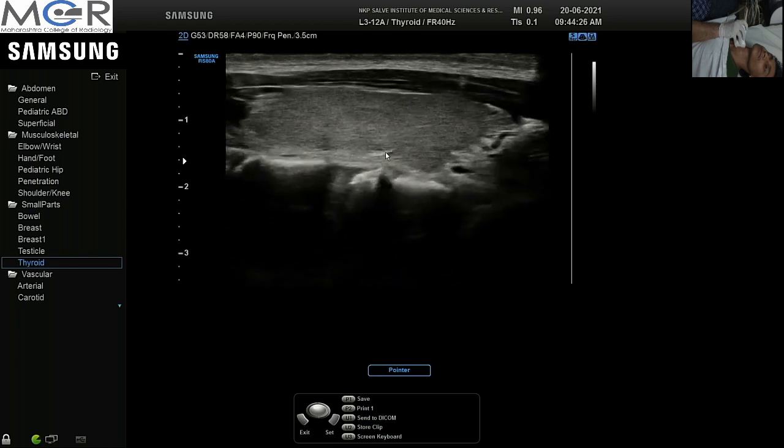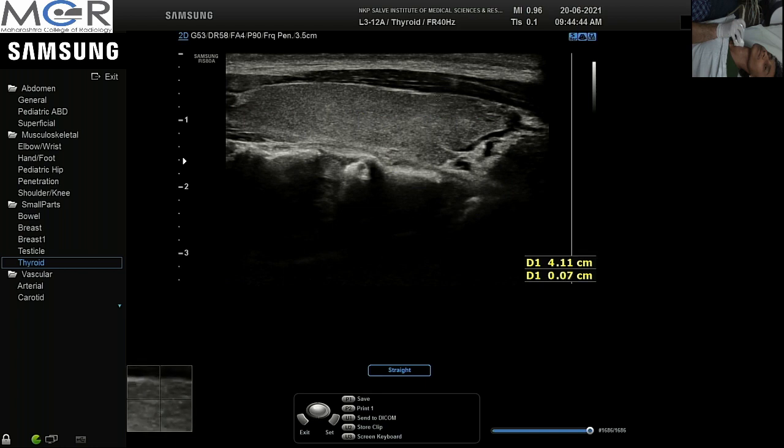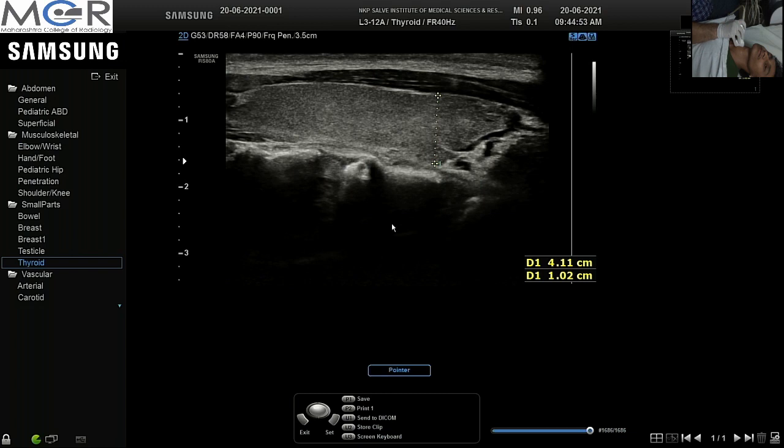The measurements in the longitudinal plane are taken to measure the length and then the depth. Maximum depth is to be taken. The AP dimension is a very reliable index for the determination of enlargement of the thyroid lobe or the thyroid gland, and if more than 2 cm, it can be reliably concluded that the thyroid gland is enlarged.